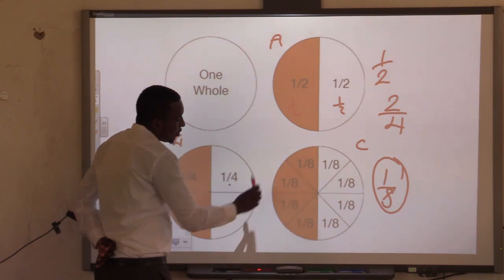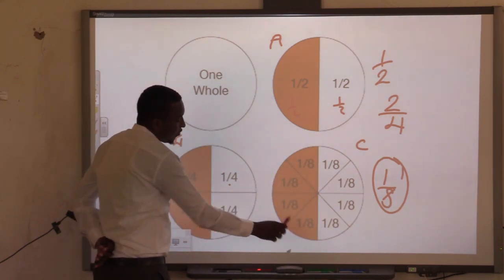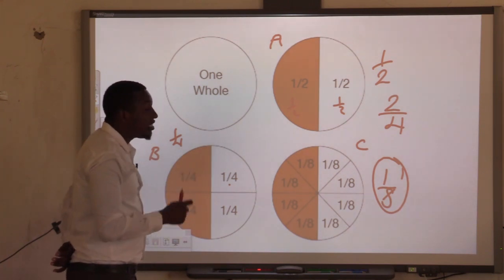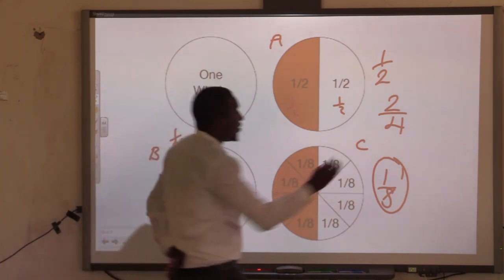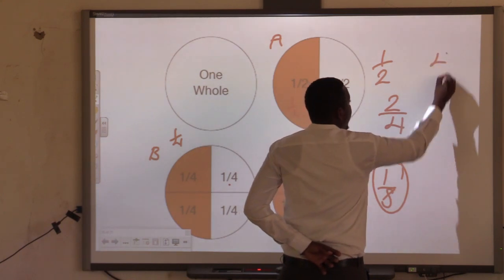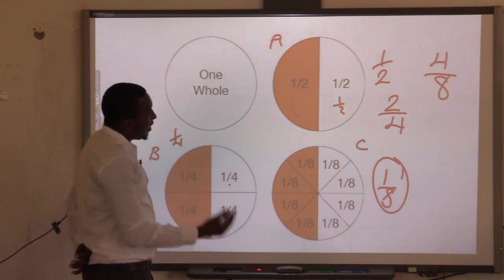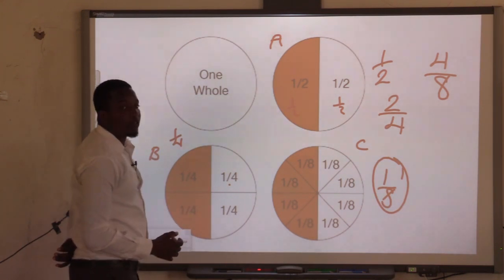Count. We have 1, 2, 3, 4. So there are 4 one-eighths that are colored orange in circle C. So we have 4/8. Now, what is the relationship between these fractions?